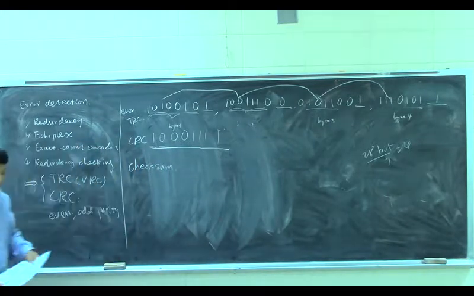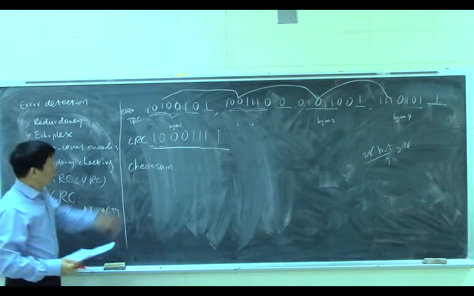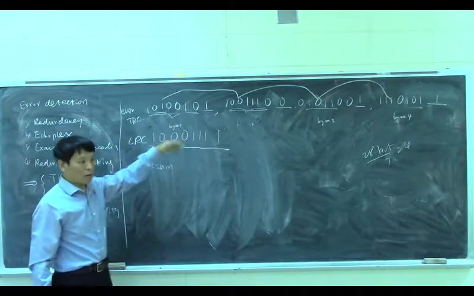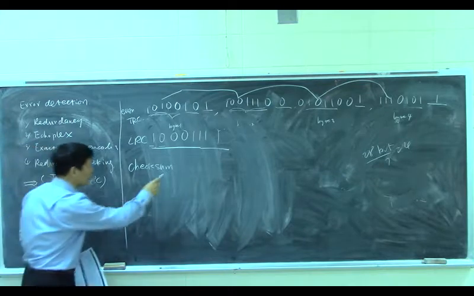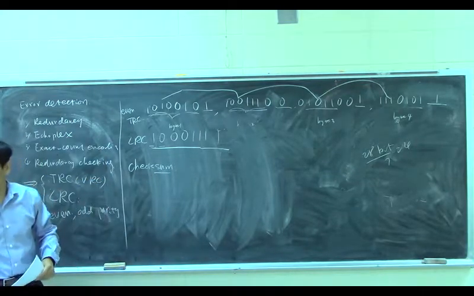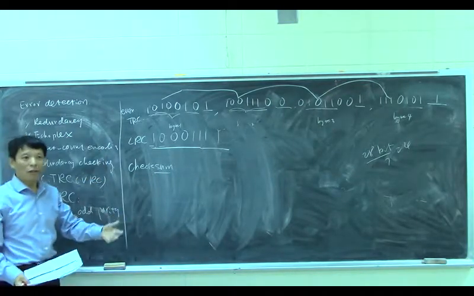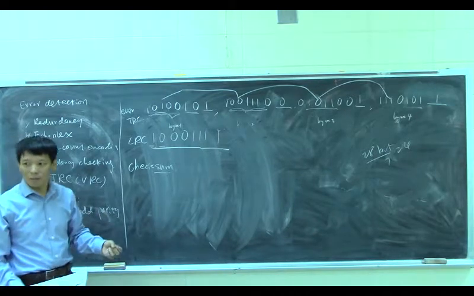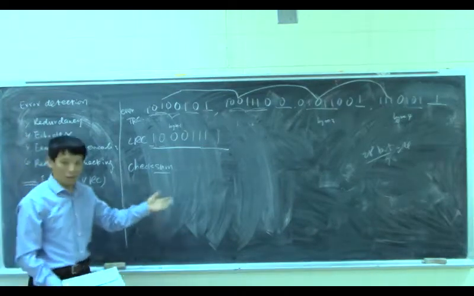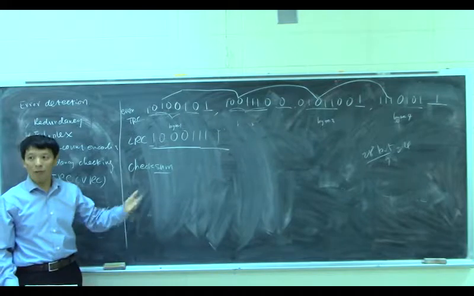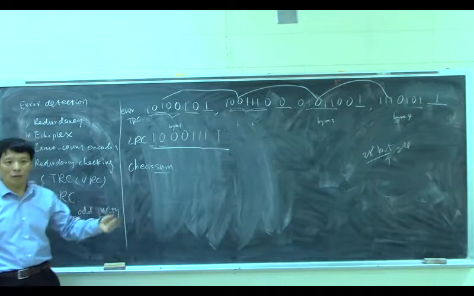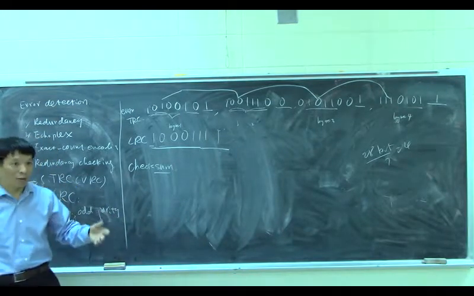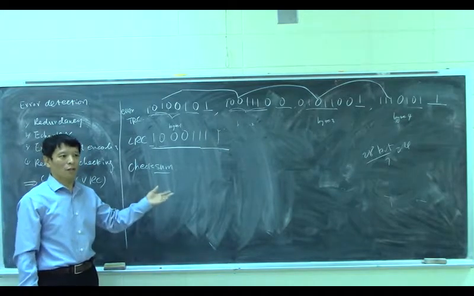Checksum is, once we have some numbers, we calculate a sum and put it at the check bit. Once you receive it, you use the same rule to calculate. If the sum is the same, satisfied, then we assume there will be no error. Although definitely we may have error, we assume there's no error.